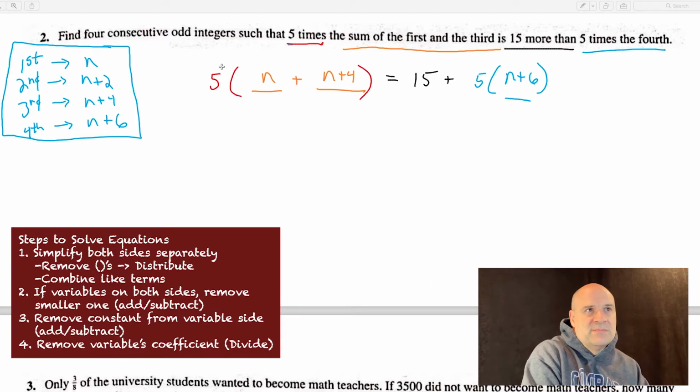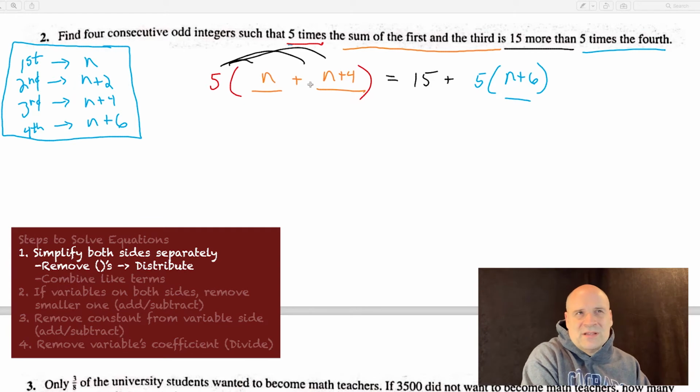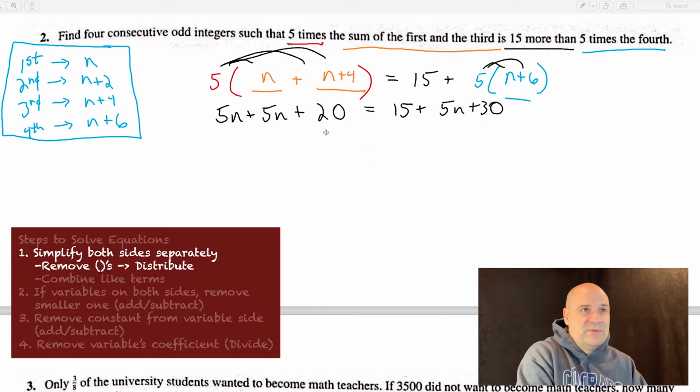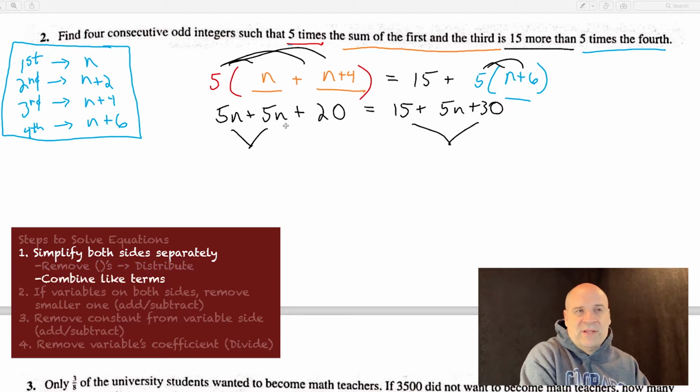Simplify and solve. First step to solving the equation, simplify both sides separately. So we're gonna do that. You could combine in here if you want first, but let's just distribute. So we get 5n plus another 5n plus 20 equals 15 plus, distribute that, 5n plus 30. All right, second step to simplifying both sides, combine like terms on both sides separately. So 5n and 5n becomes a 10n. And then 5n doesn't combine, but 15 and 30 combines to 45.